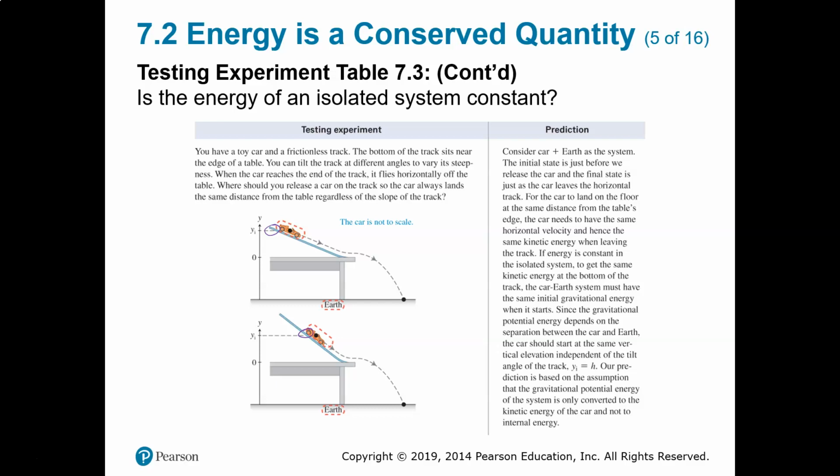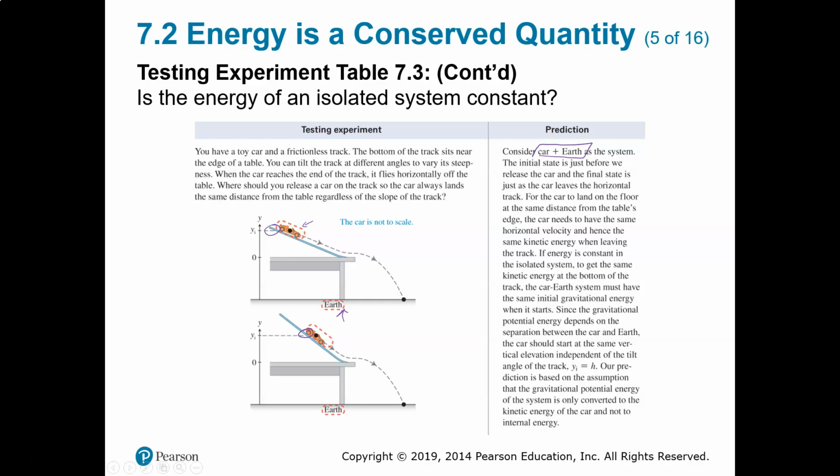So they were looking at a frictionless track. The bottom of the track is near the edge of the table. The track was tilted at different angles. So the car and the earth is the system. Okay, so the car and its interaction with the earth. See the red lines right here, and right here? That's the system, the car and the earth. Everything else is outside of that.